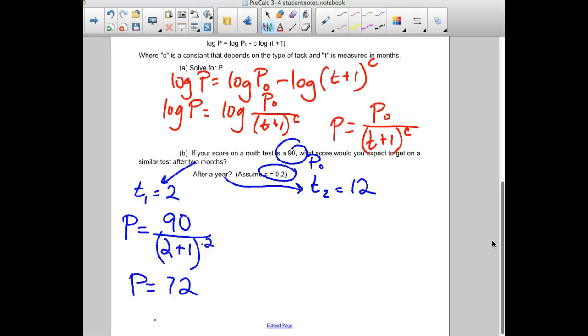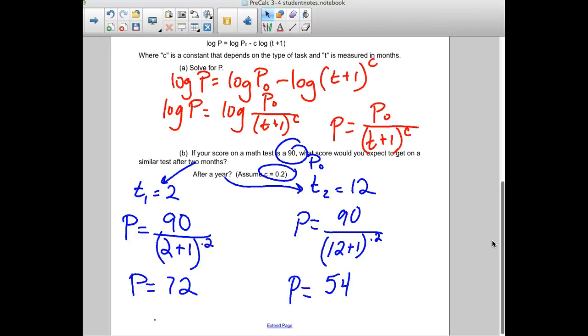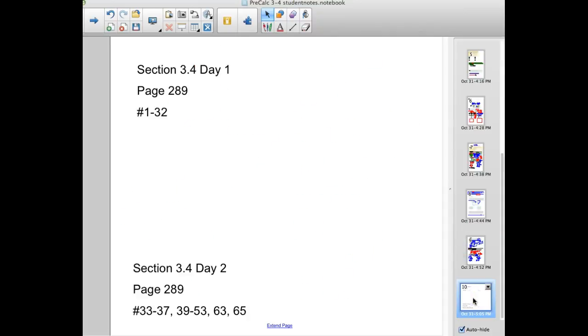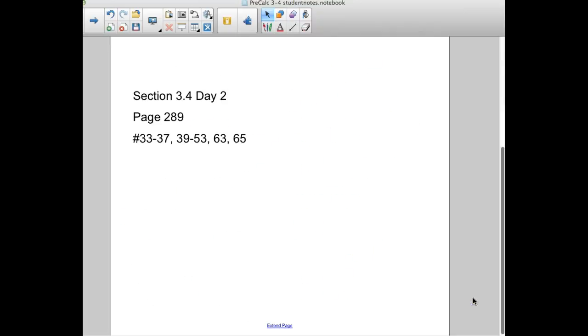What about after 12 months? Now we have 12 plus 1 to the 0.2 power as the denominator. So what's 90 divided by 13 to the 0.2? Okay, so now our test score a year later, if we hadn't restudied, would be down to a 54%. Okay. All right, there's your assignment. I'll get you some graph paper.